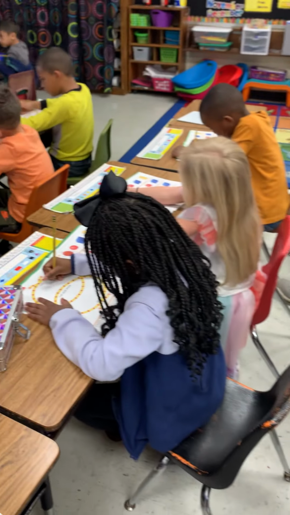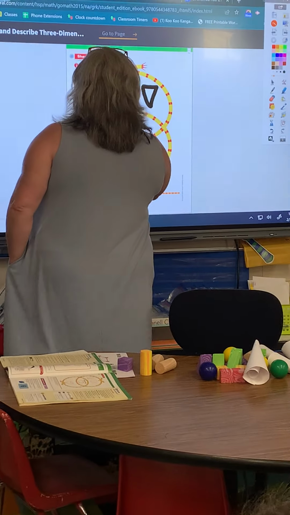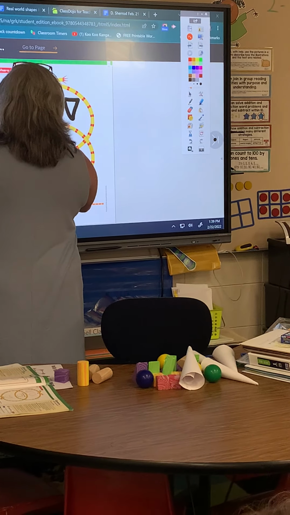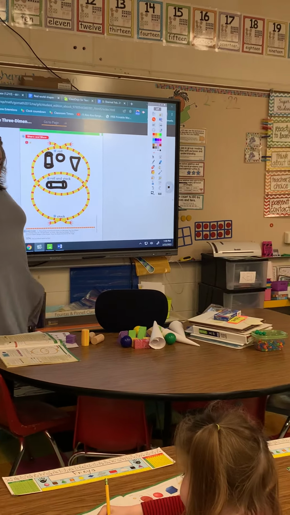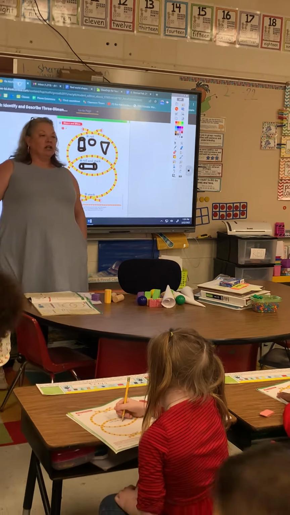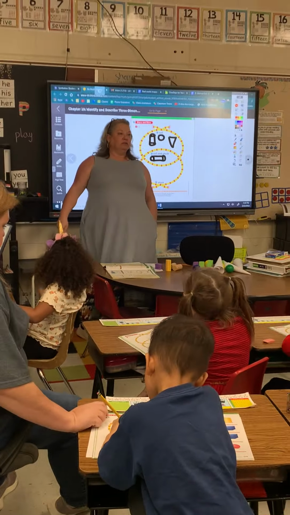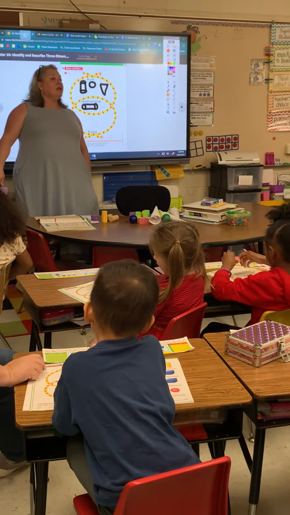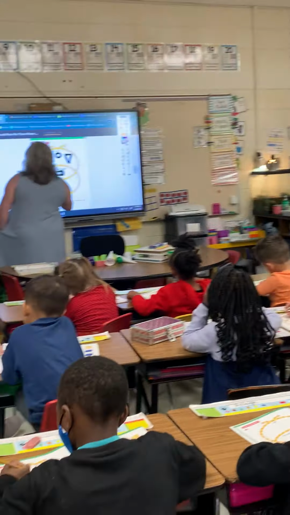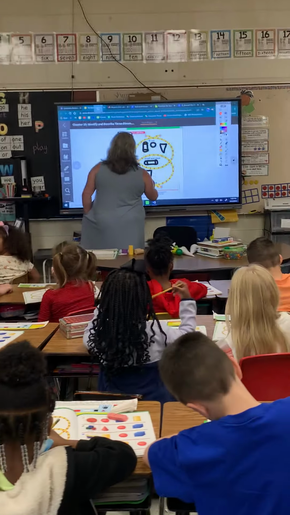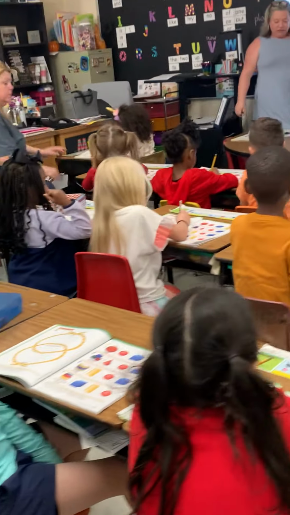All right, what could roll and stack? Grace? A cylinder. I'm going to draw mine on the side like this. What could only stack? Camden? The cube. Good job. Okay, there's my cube.